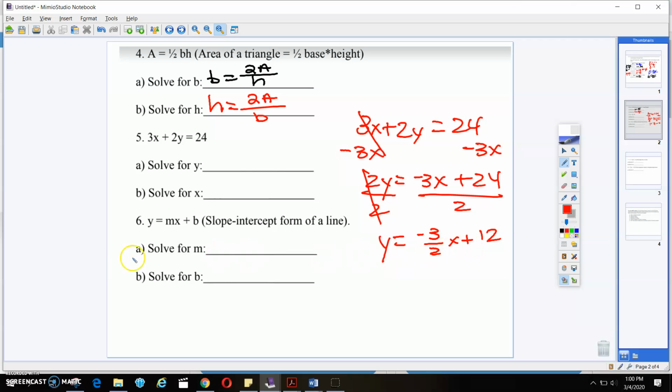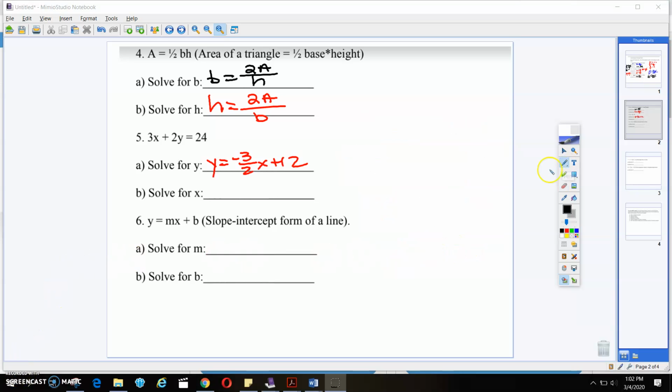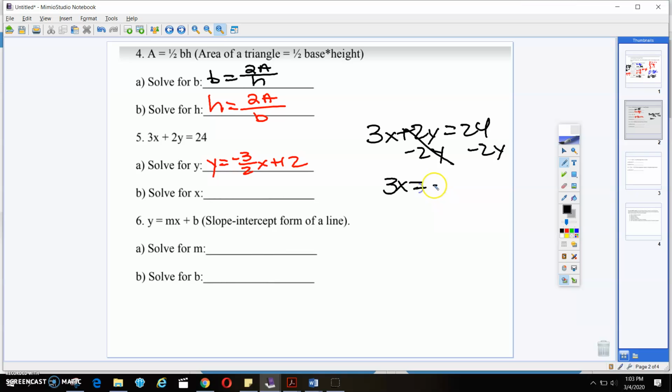Okay, but usually we don't do that. Alright, so if I'm solving for x, I'm going to isolate x by subtracting 2y on both sides. And that's going to give me 3x equals negative 2y plus 24. I'm going to divide by 3 on both sides. And so x is going to equal negative 2/3 y plus 8.